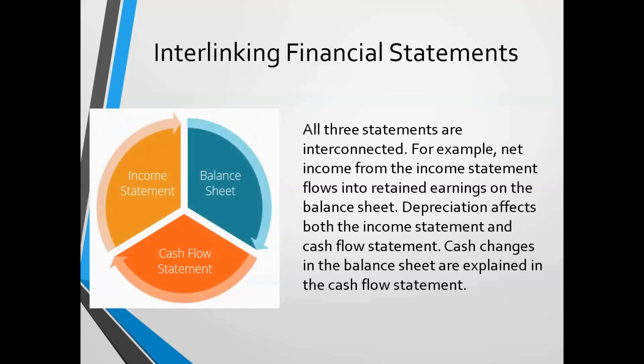Interlinking financial statements. All three statements are interconnected. For example, net income from the income statement flows into retained earnings on the balance sheet. Depreciation affects both the income statement and cash flow statement. Cash changes in the balance sheet are explained in the cash flow statement. So proper linking ensures consistency and accuracy in financial models.